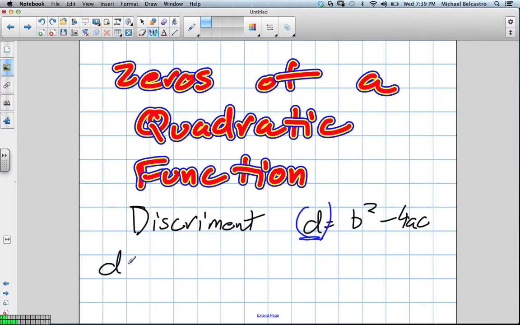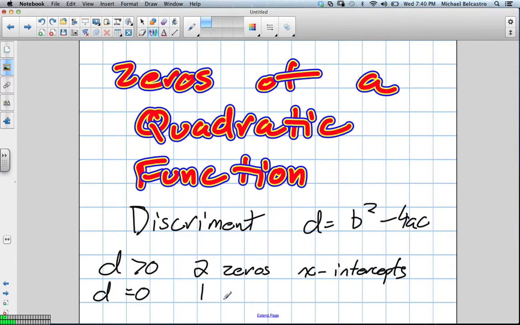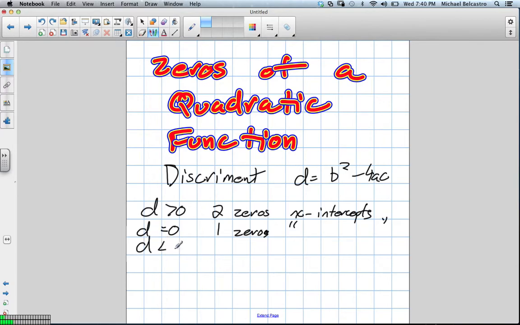If D is greater than 0, then we have two zeros, also known as x-intercepts. If D is equal to 0, we have one zero, also known as an x-intercept. And finally, if D is less than 0, we have 0 zeros or 0 x-intercepts, is what they're trying to tell you. This discriminant only works when we're in standard form.